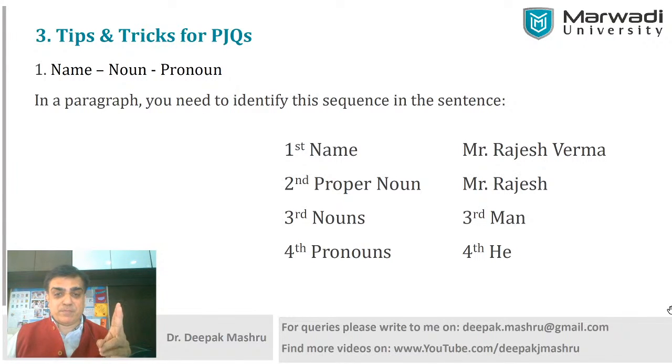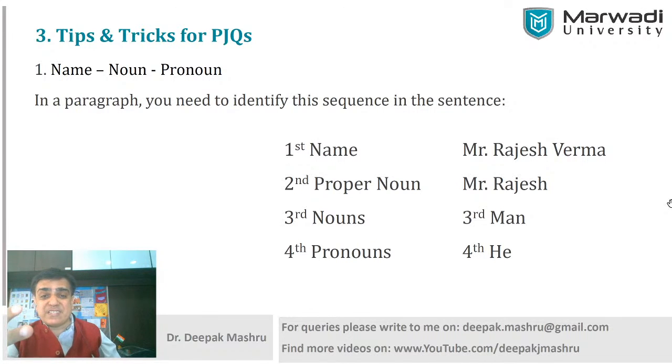Then any name, proper noun is given. For example, I can give you the example that Mr. Rajesh Verma is a full name. Then Mr. Rajesh is a name. It can be Mr. Verma, Mr. Rajesh. Then third one is man, and fourth is he. That means that third comes man and fourth comes he. This is the sequence. Fine. So if you find somewhere Mr. Rajesh, man, and he in 3 different sentences, believe me that first sentence will come with Mr. Rajesh, then second would be man, third would be he.